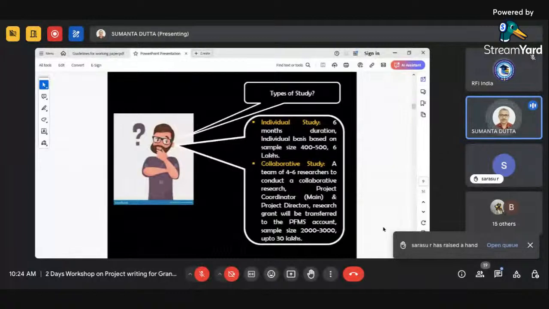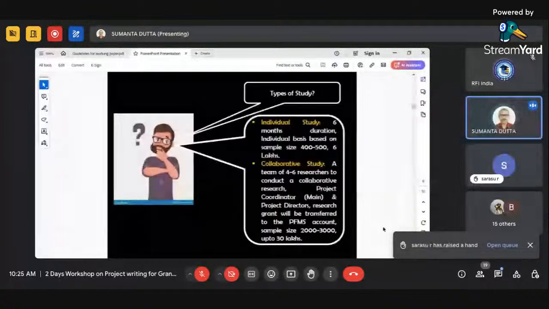Now, the most interesting part: in case of a collaborative project, not only the collaboration is important, but another important thing is that the sample size must be huge. For our project, we have taken a sample size of exactly 2000, 2000 plus something. It must range between 2000 and 3000, where the maximum ceiling given by ICSSR is 30 lakh. For example, for our short-term empirical research study, funds amounted to rupees 14 lakh.